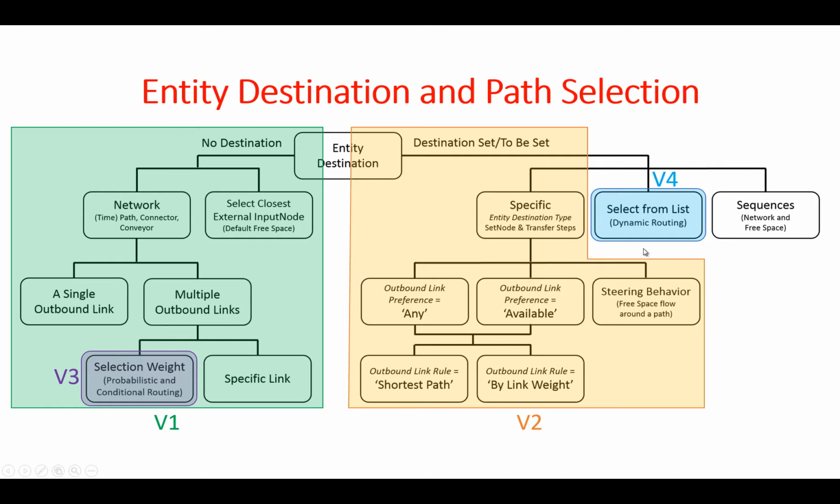And finally, in the fifth video of the module, we talk about routing using sequences where the entities need to visit a predefined or predetermined sequence of nodes or objects in the model. And we see how we can use sequence tables with a network of link objects or free space movement.